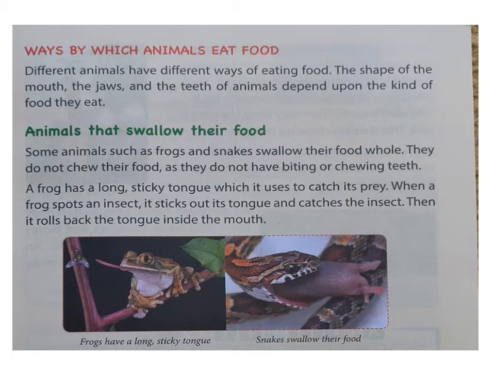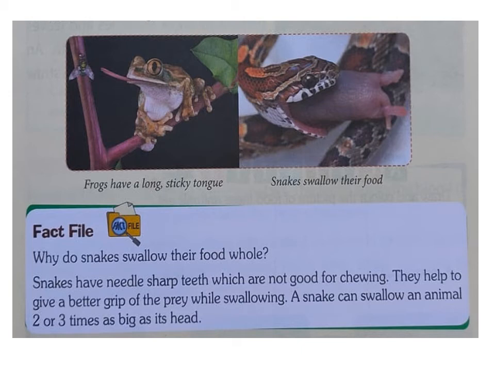This is the question also in your book. Here one fact file is given. You can see the picture also in the previous slide. There is a picture in your book. A frog has a long and sticky tongue while a snake swallows its food. Now the fact file. Why do snakes swallow their food whole? Snakes have needle sharp teeth which are not good for chewing. They help to give a better grip of the prey while swallowing. A snake can swallow an animal 2 or 3 times as big as its head. So you saw this very interesting fact is given.